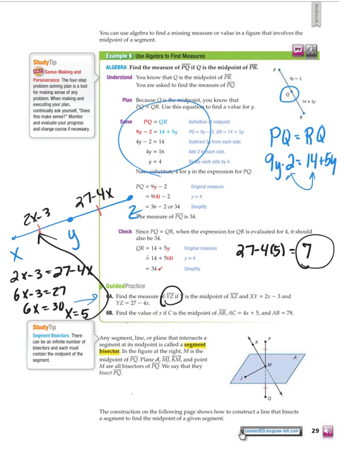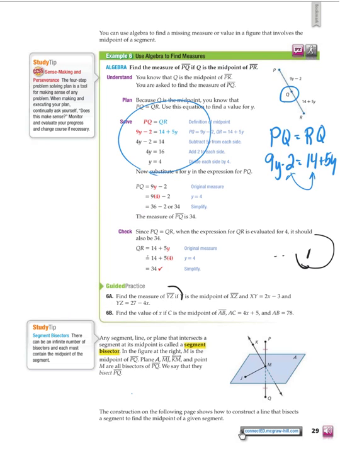Let's look at 6b. And you can pause if you need to get any of these notes down. But I want to look at 6b here. All right. Find the value of x if C is the midpoint of AB.